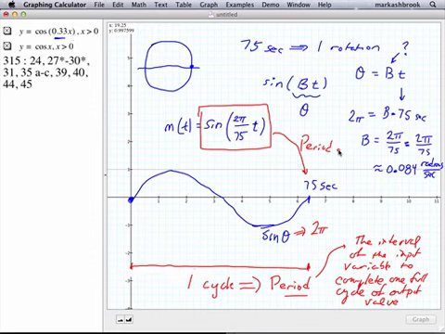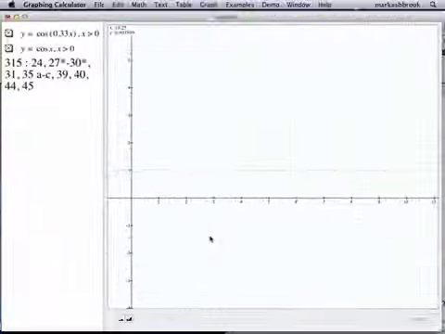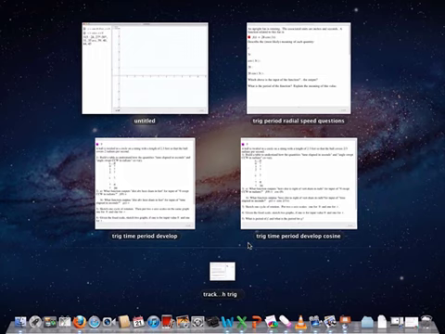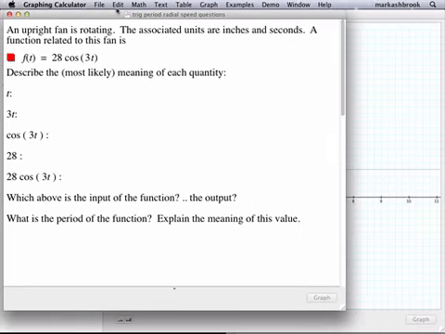Can I erase everything on the screen? Are we good on homework? Let's see how this goes.